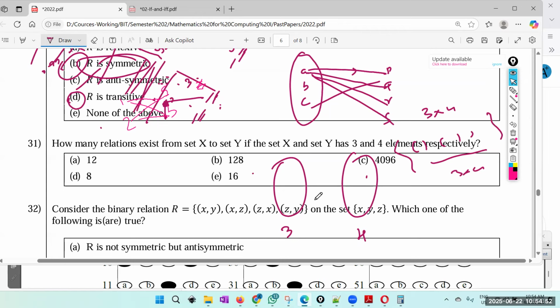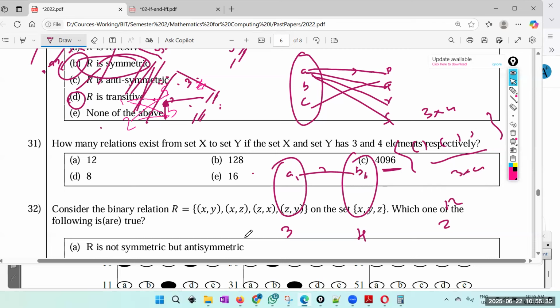But anything is possible. Just A1 to B1 can be the only ordered pair also. That is a subset of this. So all the relations are subsets of this. So how many subsets can we create? We have 3 into 4, which is 12, so 2 to the power 12. The 12 is from the Cartesian product, 3 into 4. So 2 to the power 12 is 4096. I think it makes sense, right?